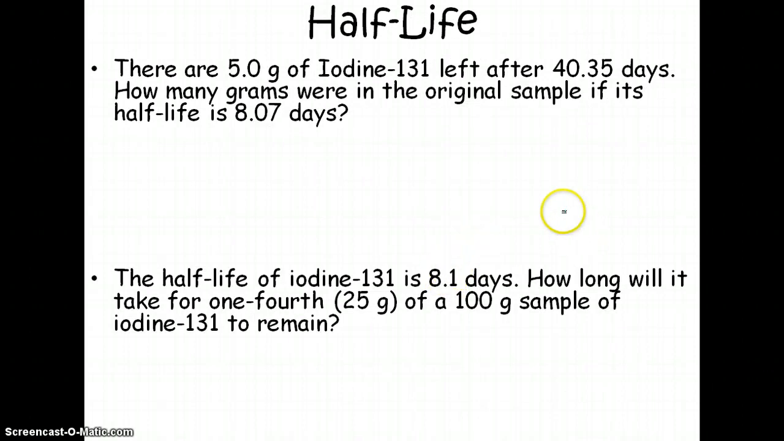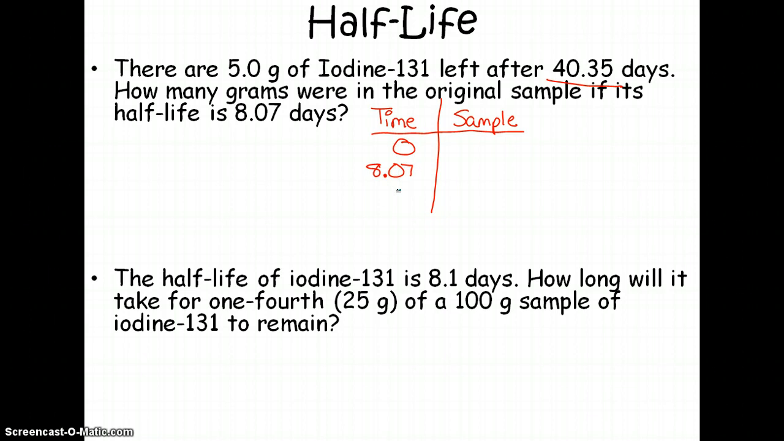All right, half-life. Now when you're tackling half-life, you always want to make yourself a chart of time and your sample. Remember that time always starts at 0. So it says you have 5 grams of iodine left after 40.35 days. What was the original sample of the iodine if the half-life is 8.07 days? So every time there's a half-life, you add 8.07.